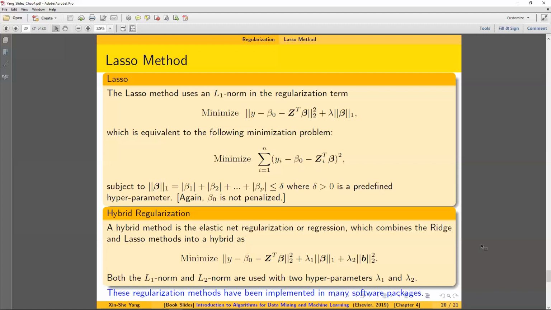There's also a hybrid regularization which combines ridge and lasso together. You have both the L1 norm and the L2 norm in the objective function. Both of them are being used. These regularization methods have been implemented in many software packages. If you ever heard of ridge regression or lasso regression, you would know they're just regularization of linear regression.